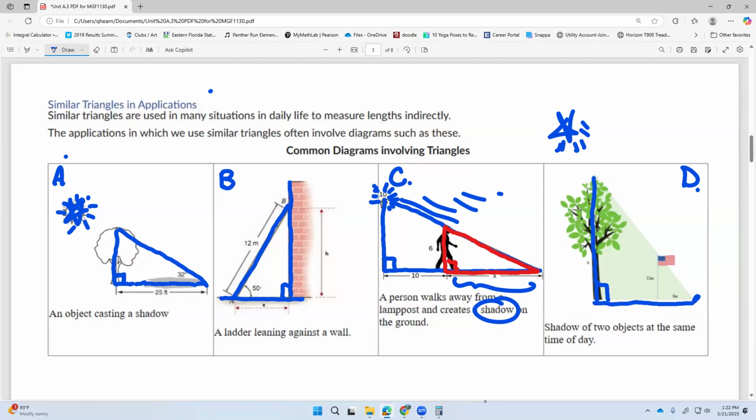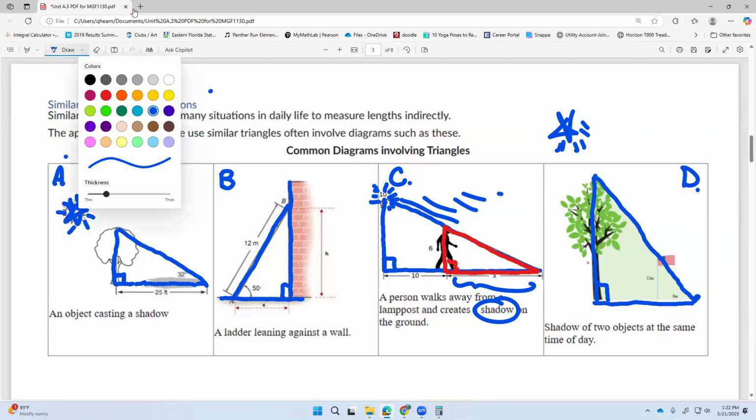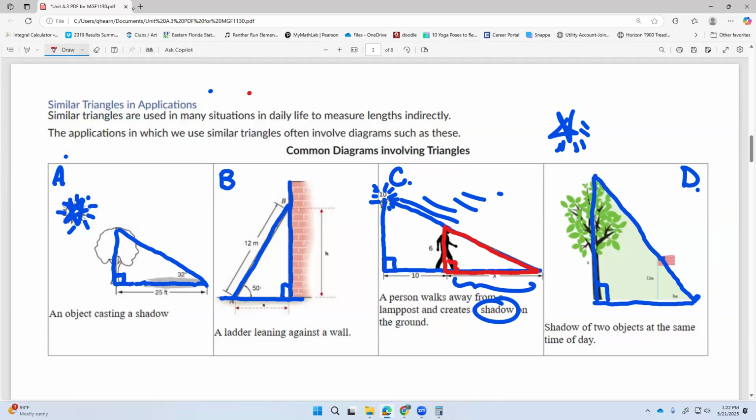Here's the ground out to the tip of the tree's shadow, and we have the line of sight from the top of the tree down to the ground, just like we saw before in diagram A. But incorporated into that is this flagpole. The flagpole is again forming a right angle with the ground. Here's the shadow of the flagpole on the ground in front of it. And the line of sight from the top of the flagpole down to the tip of its shadow forms a smaller triangle within the larger blue triangle.